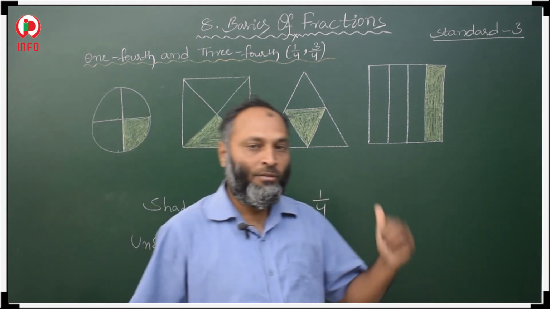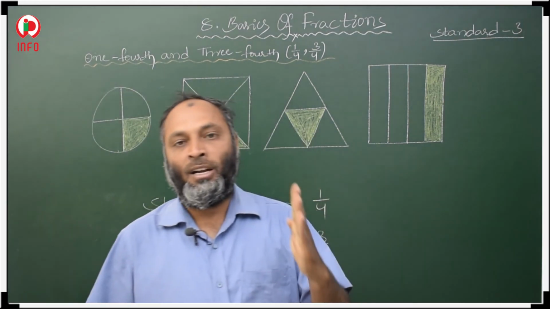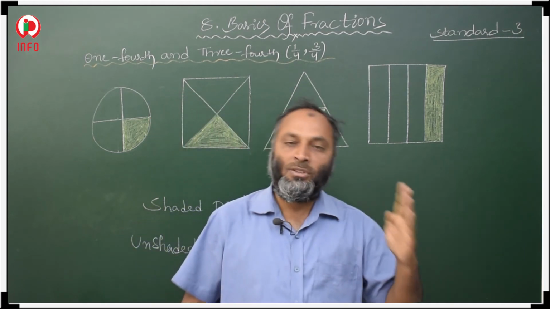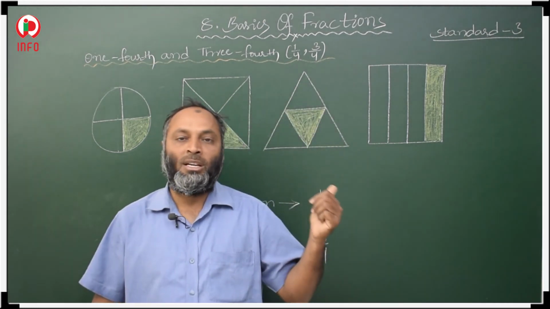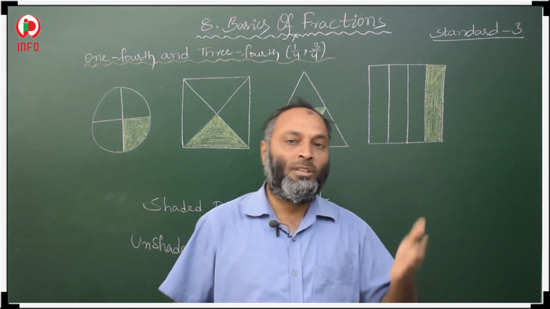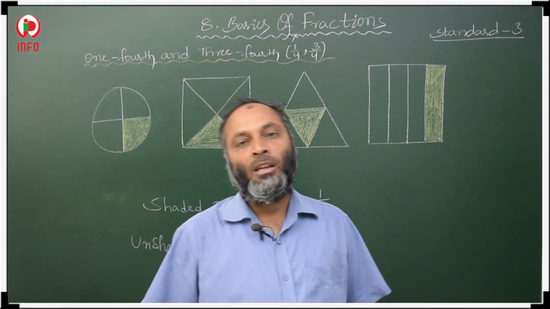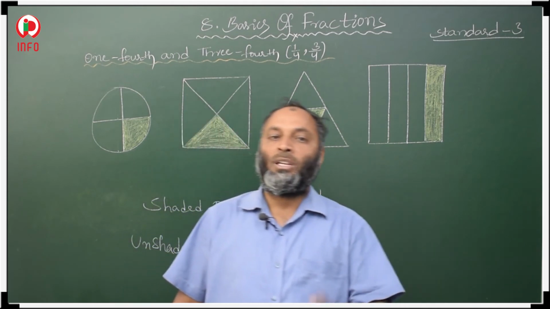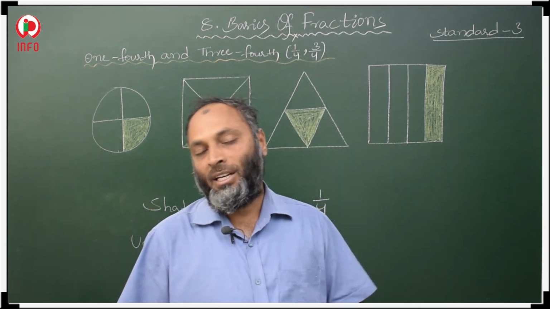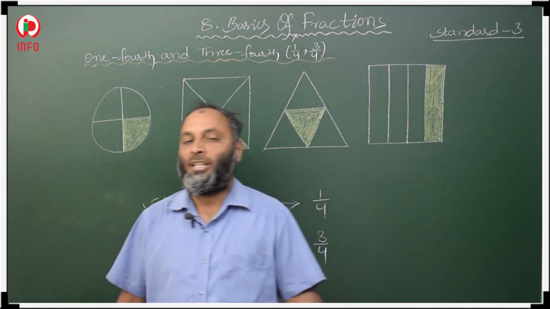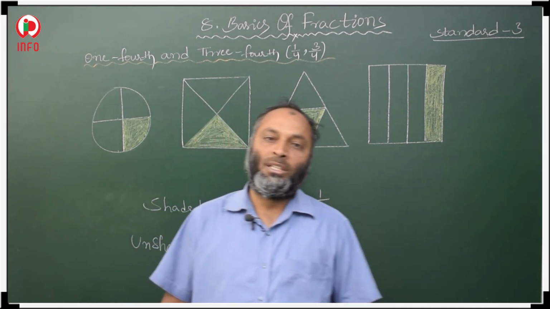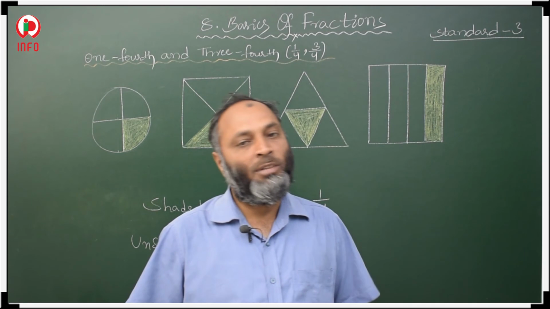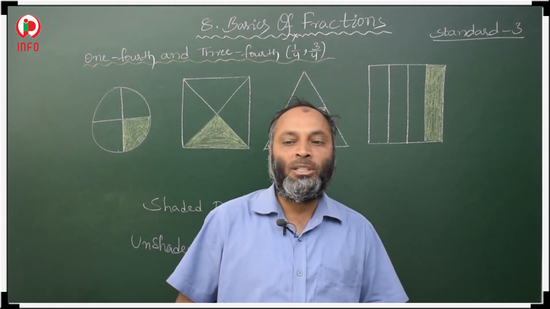First, 1/2. What is 1/2? If you divide into 2 equal parts, then one of the parts is shaded, how to represent it? 1 by 2, that is 1/2. Then 1/3, 2/3. What is 1/3? In total 3 parts, if one part is shaded, that is 1/3. If unshaded is 2 parts, then 2/3, that is 2 by 3. 1/3 means 1 by 3, 2/3 means 2 by 3.